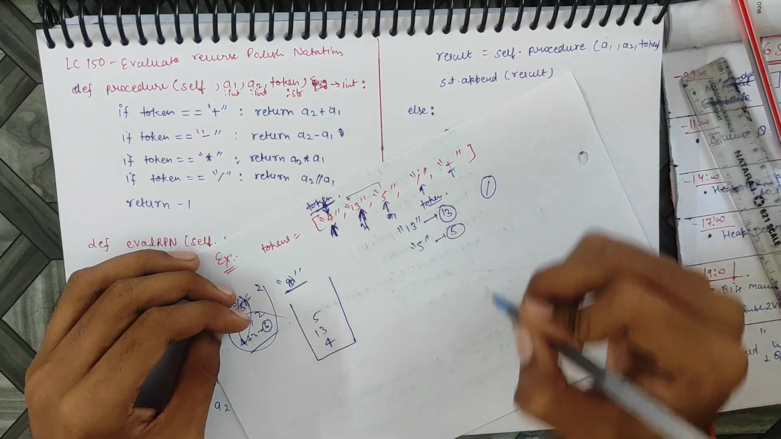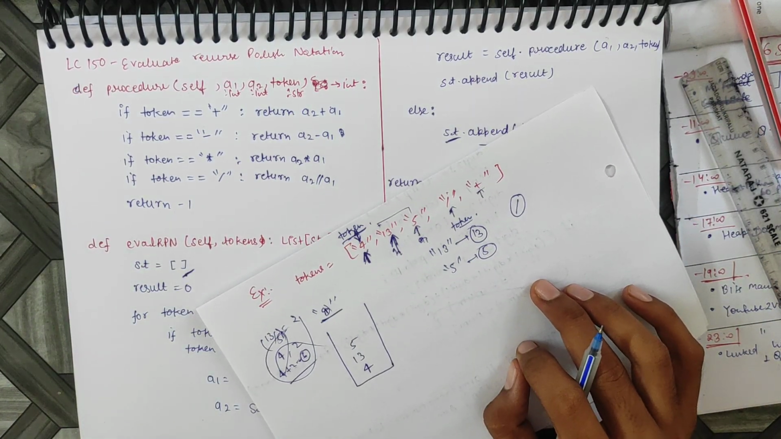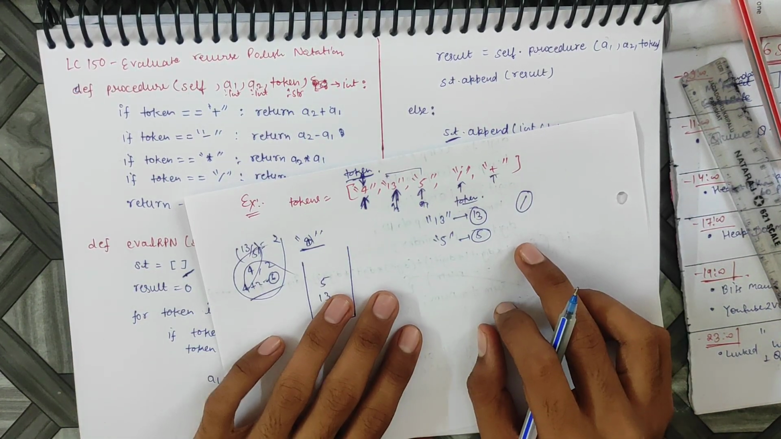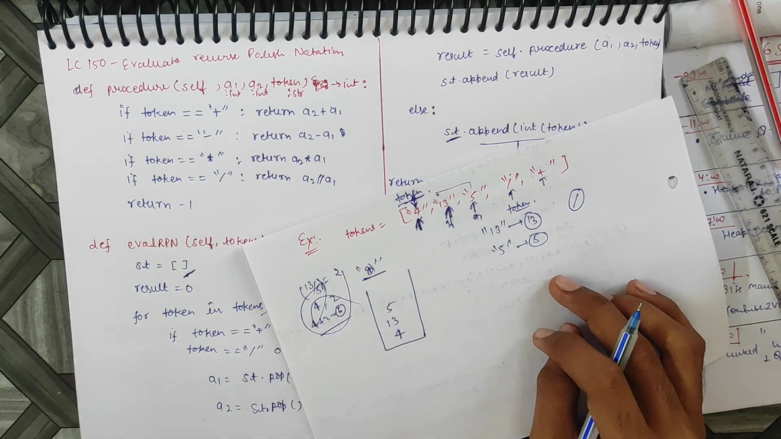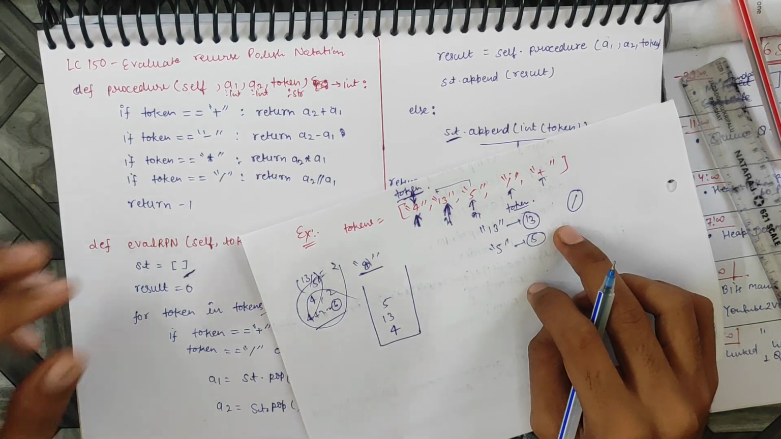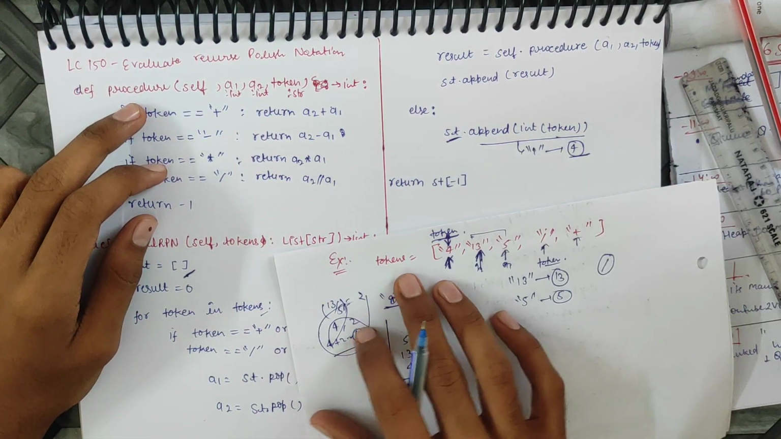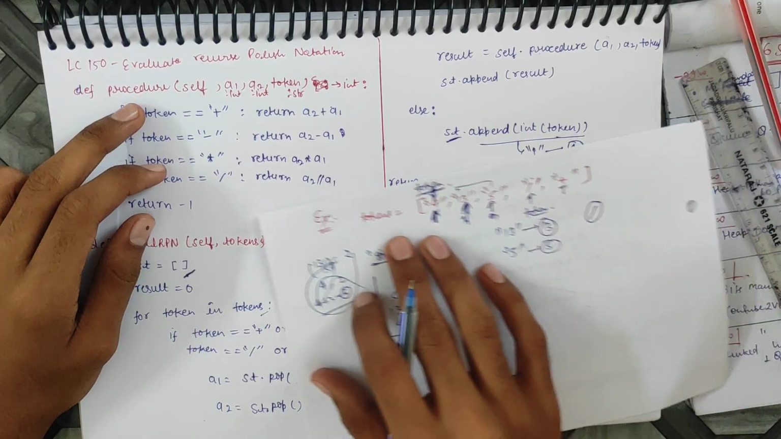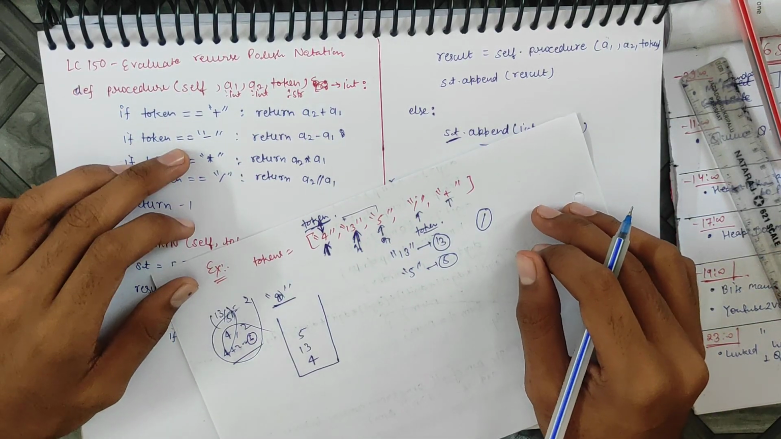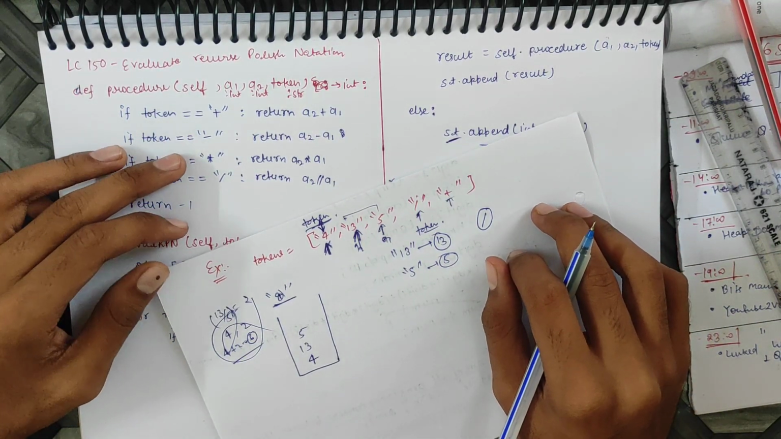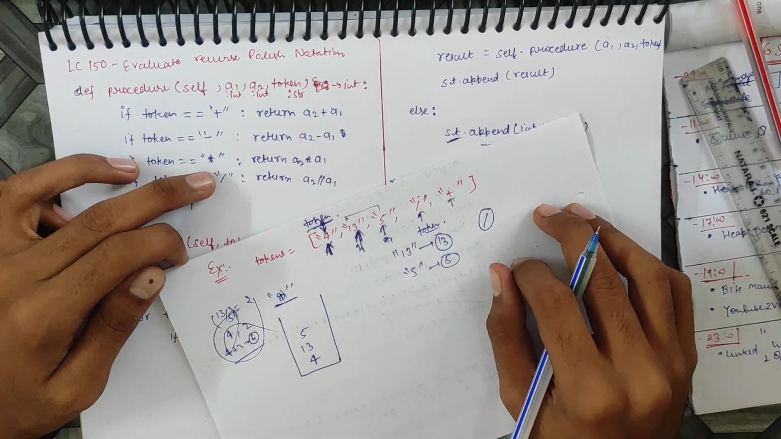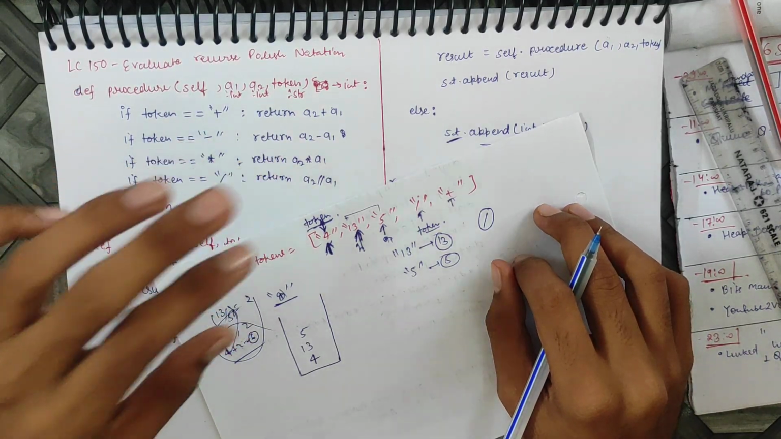So we have this division sign. To calculate the values, we have declared another function which is named procedure here. In procedure, when we have the token as plus, minus, division or multiplication, then we perform the operations.